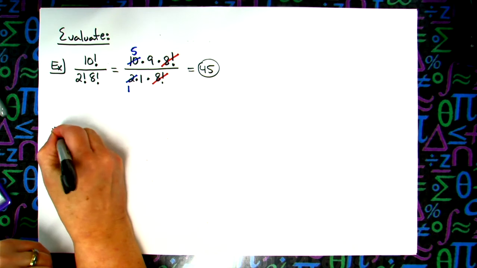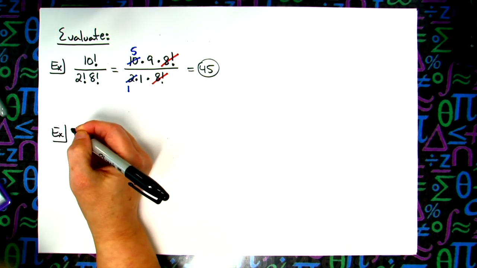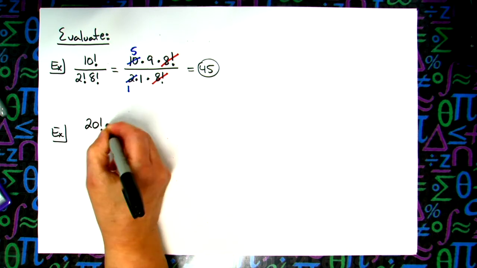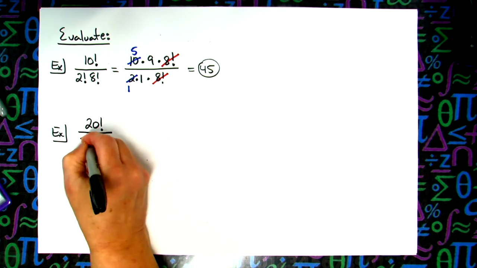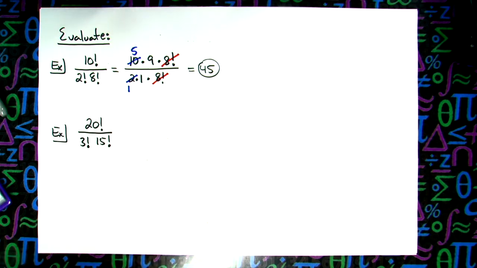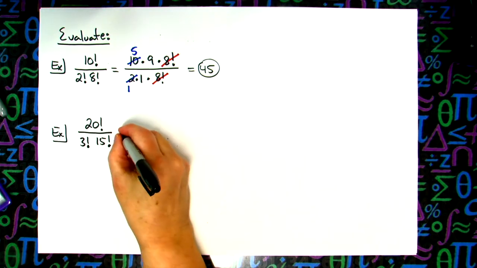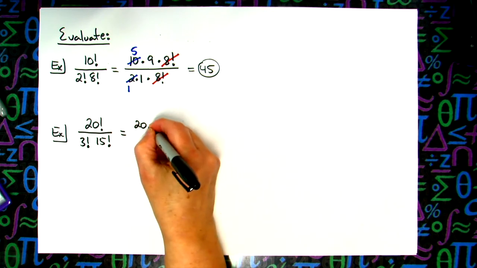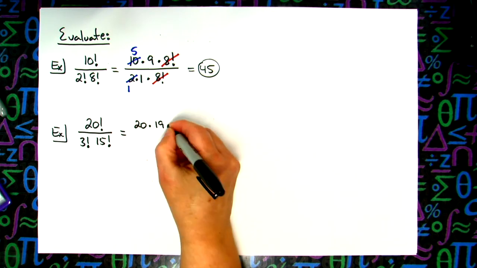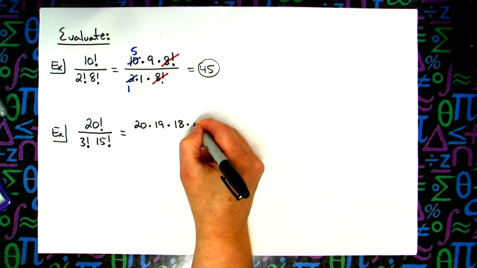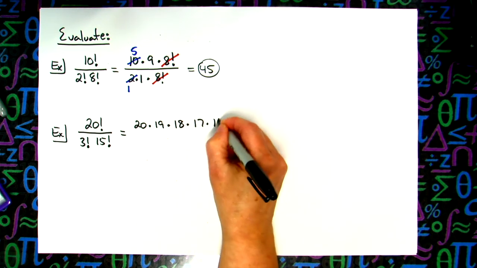Okay, let's try it again. A lot of times they are very, very similar. So like a 20 factorial over a 3 factorial times a 15 factorial. So I'm going to want to start expanding my top factorial. I'm going to go 20 times 19. How far down do I need to go? Down to my 15. So that is a lot, but could be worse here.